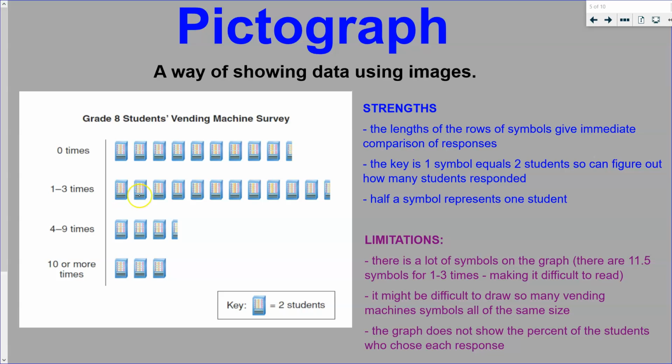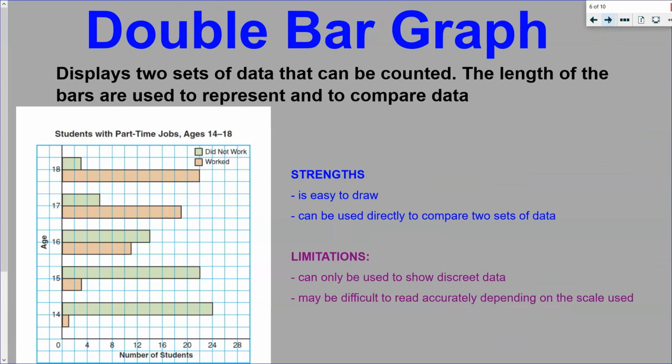If you were making a graph, you'd have to draw all these and make them all the same size, otherwise it would be misleading. The graph does not show the percent of the students who chose each response, so again, that's a limitation. Now, the double bar graph displays 2 sets of data that can be counted. The length of the bars are used to represent and to compare data.